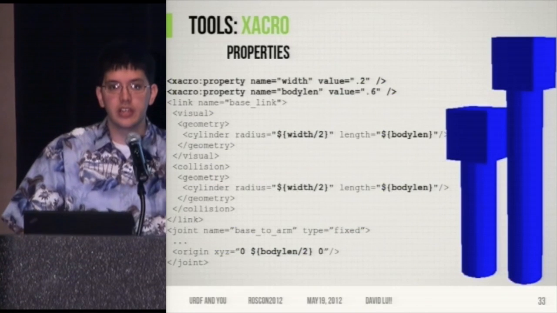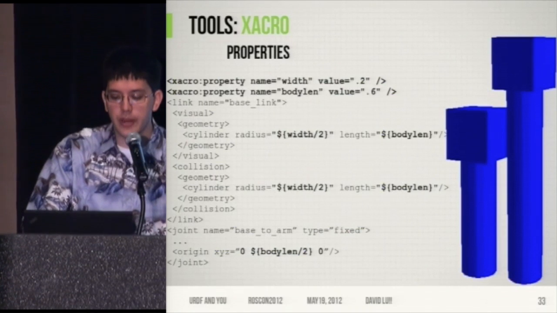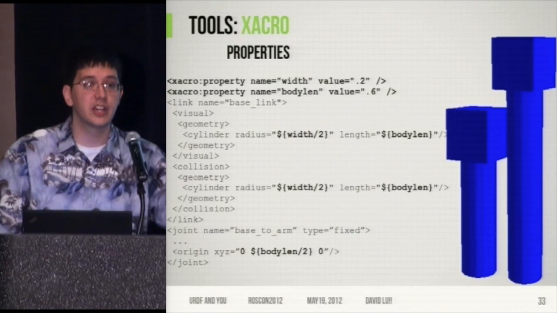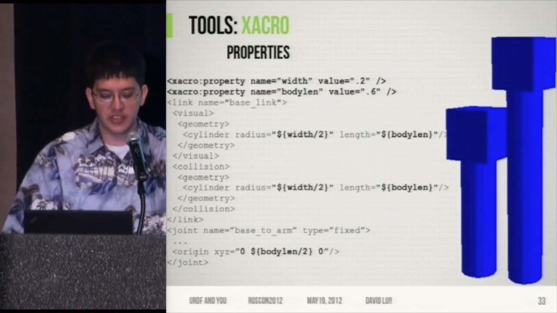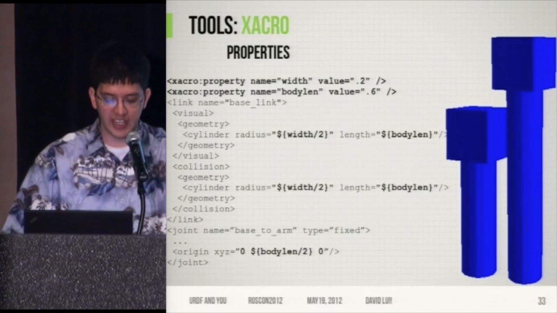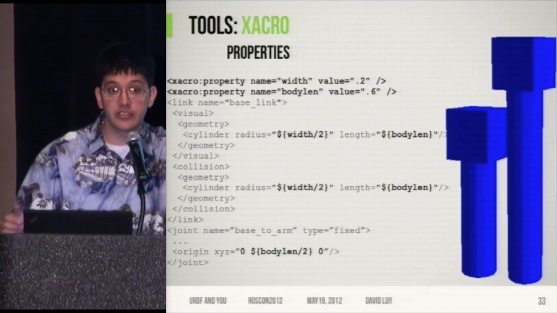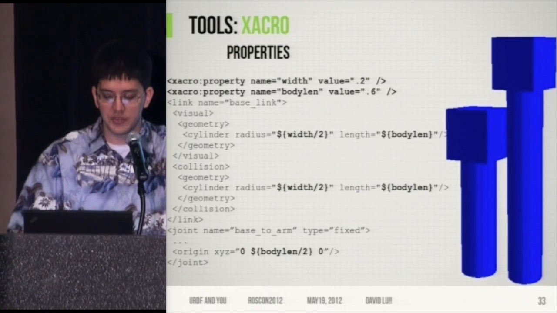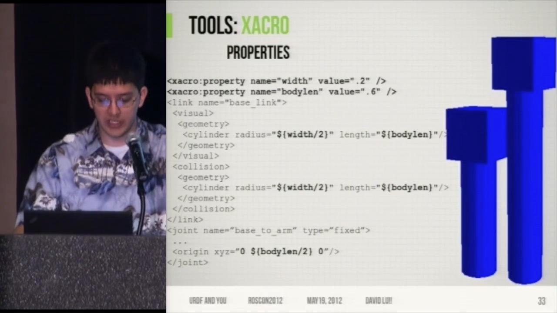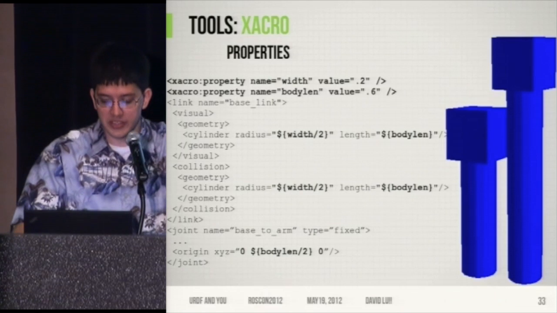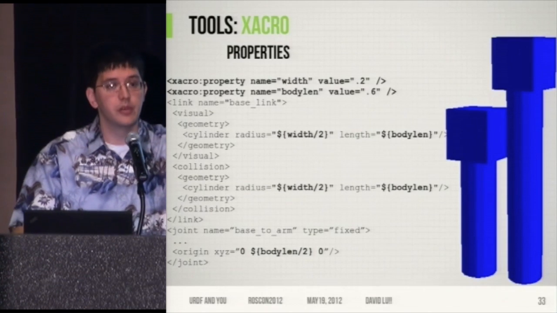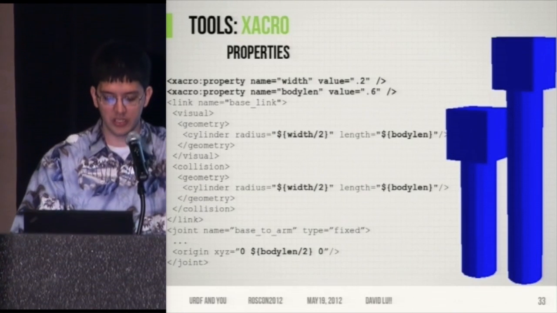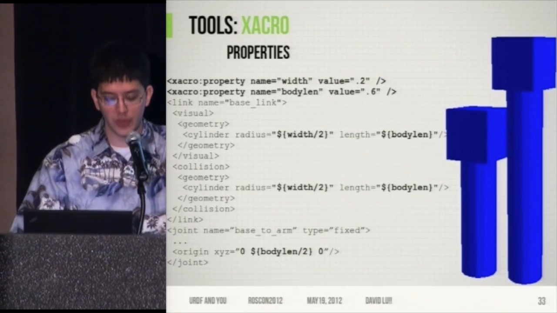So here I have a cylinder that I've given the properties width and length. And I specify the parameters that I want at the top with the Xacro property tag. And then when I actually define the cylinder, for the visual element, I use the width divided by 2 for the radius. So you can do simple math on these. And then the length is the body length. And then I can use those same values for the collision geometry.